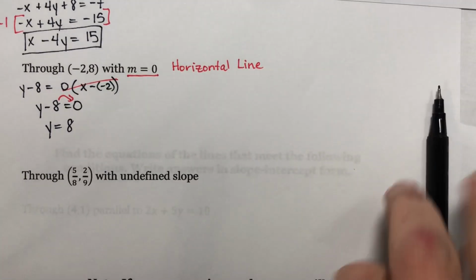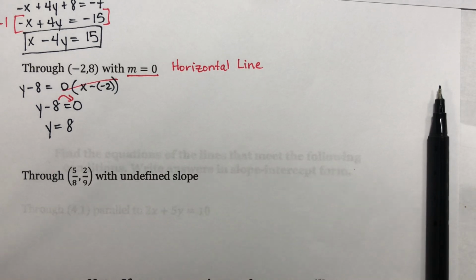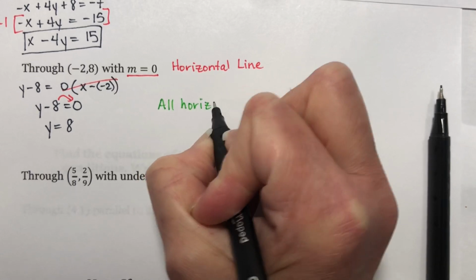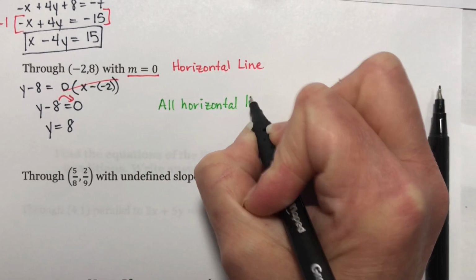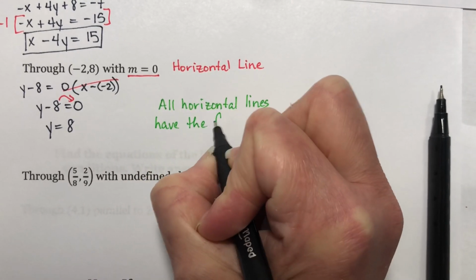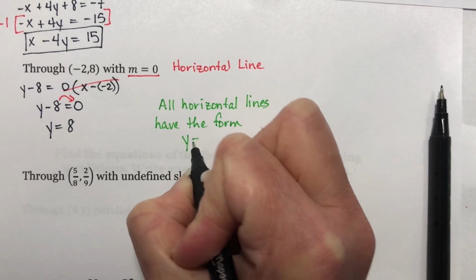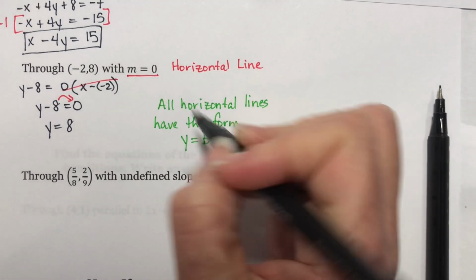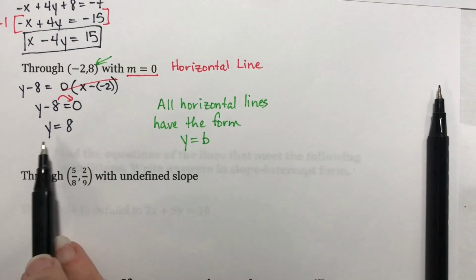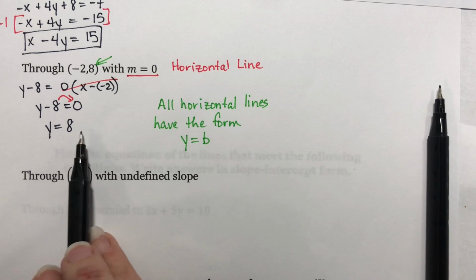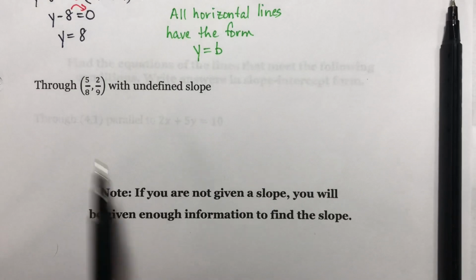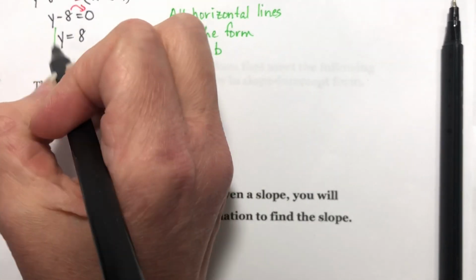Okay, here's a connection. All horizontal lines have the form y equals b, and b is that number right there. Y equals whatever y equals. Okay, so a horizontal line is y equals a number. Okay, let's look at this one. And this would be your answer, by the way.